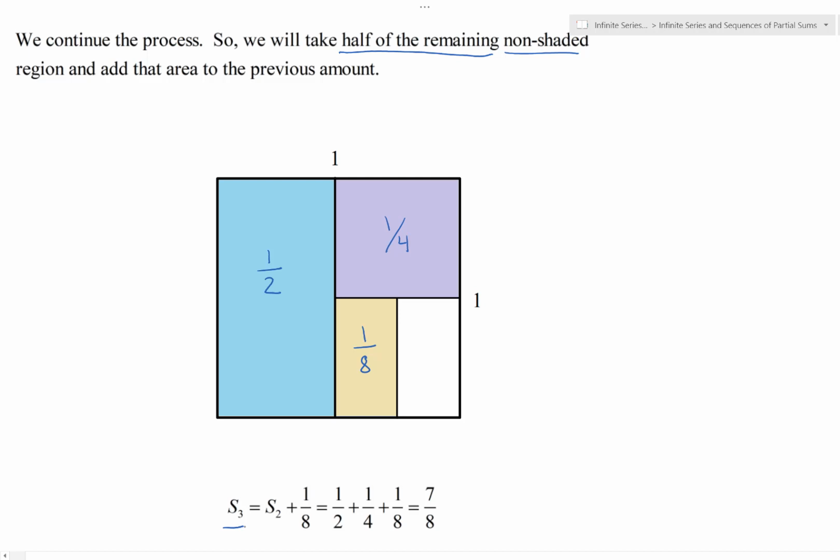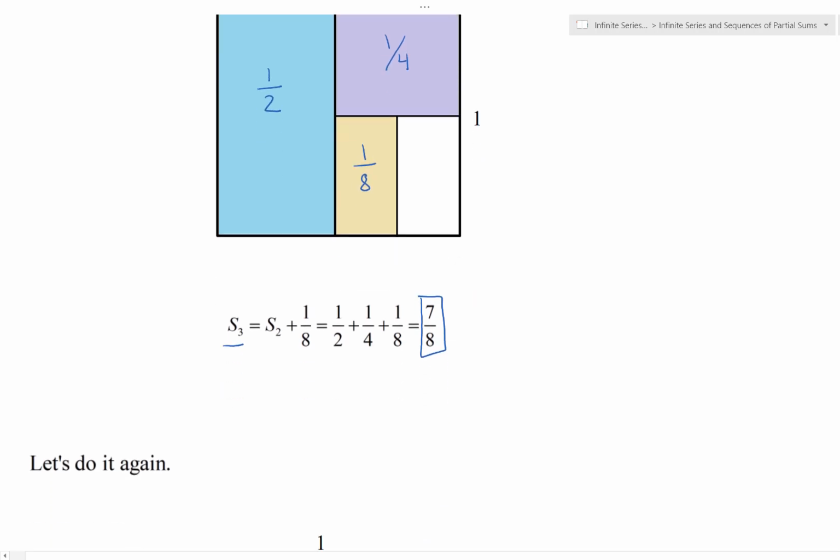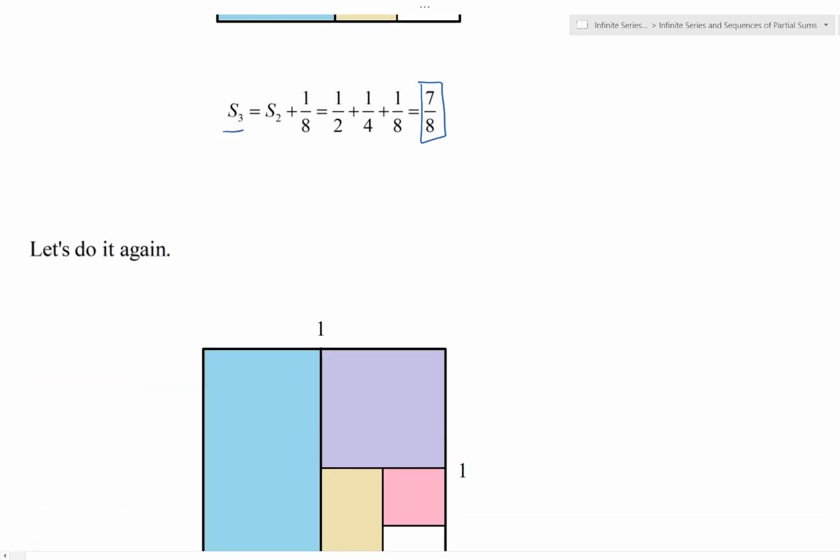So that's 1/2 plus 1/4 plus 1/8. That gives us a total of 7/8. So we're getting closer to the true area of the square. And we're going to keep doing this. Do it one more time before we generalize.